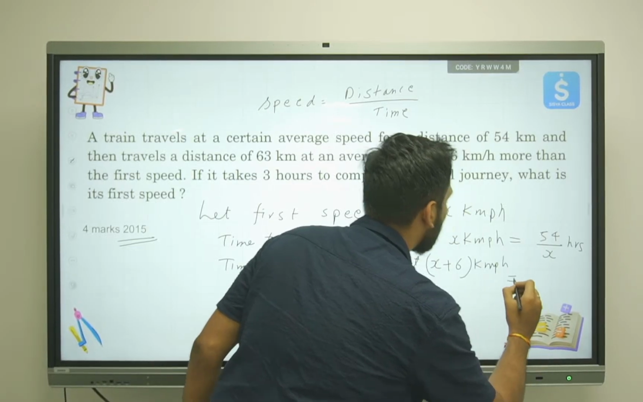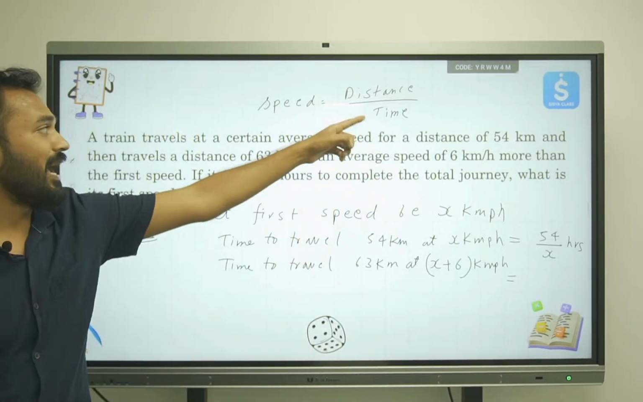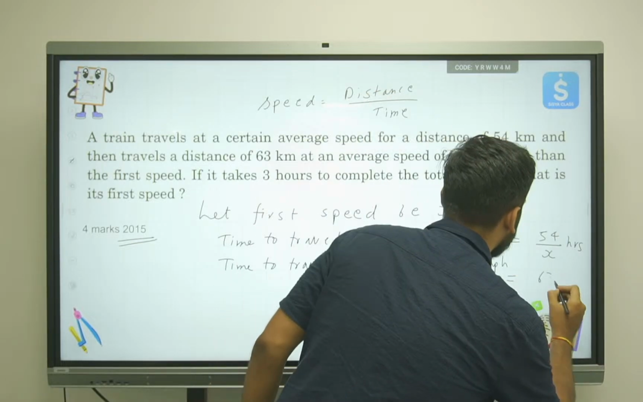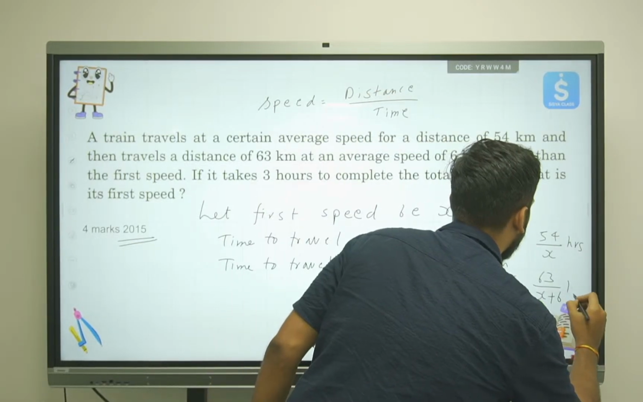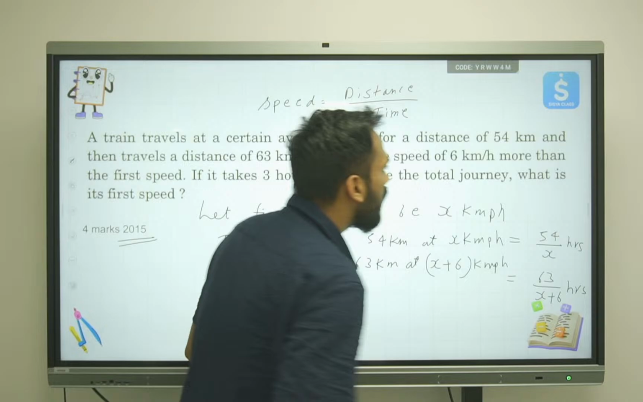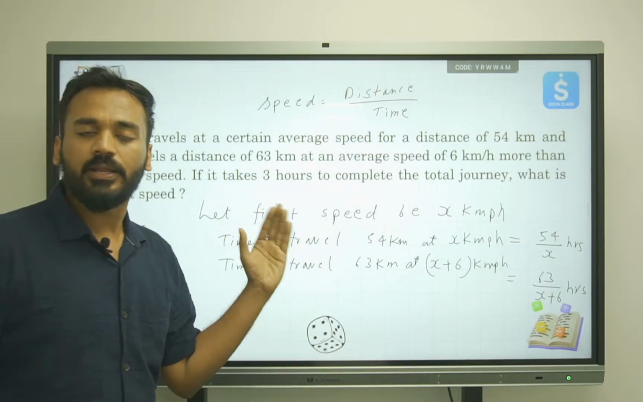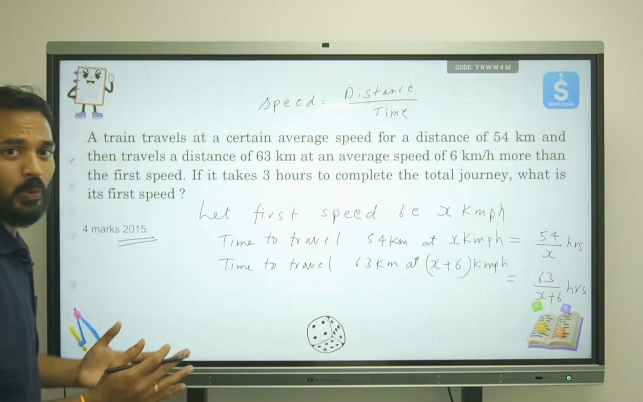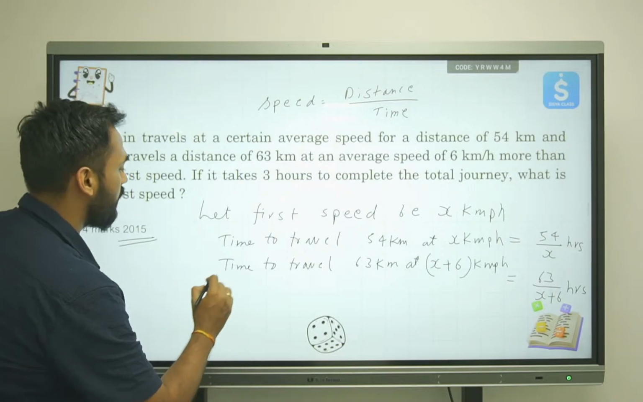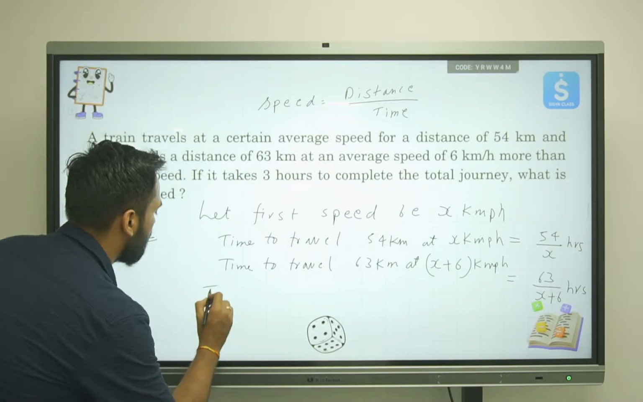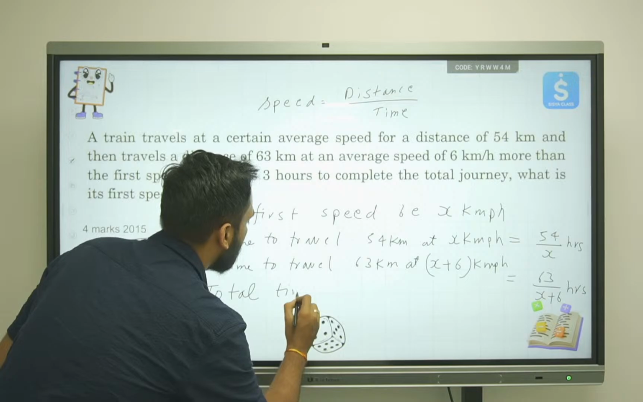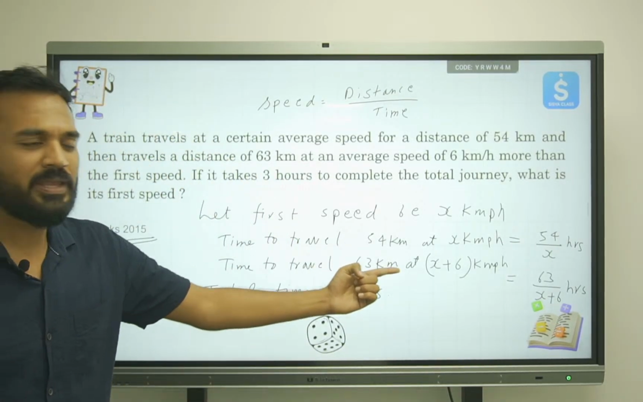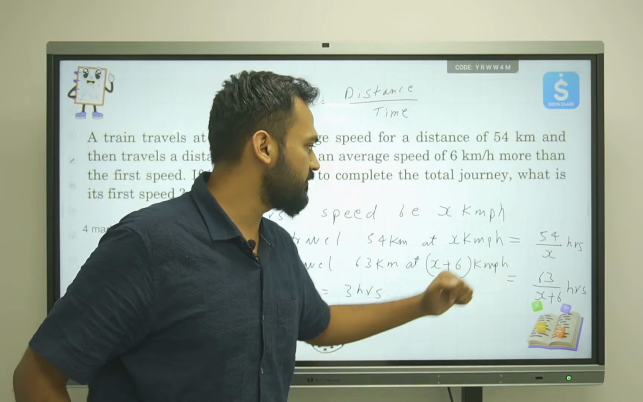So what is the relation again? Time will be distance upon speed. The time is 63 upon x plus 6 hours. Now according to the question, to complete the total journey, it took 3 hours for the train. So let's find out the total time. Total time is given to be 3 hours. But total time will also be given by 54 by x plus 63 by x plus 6.